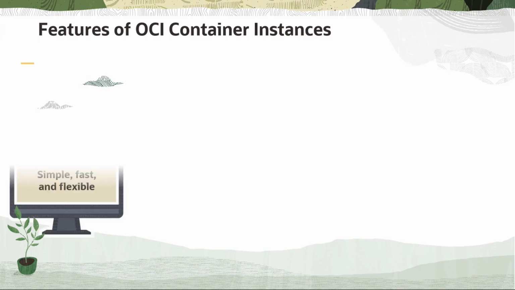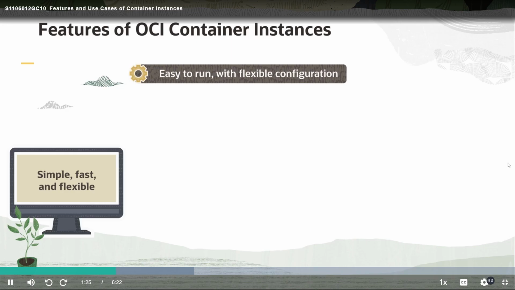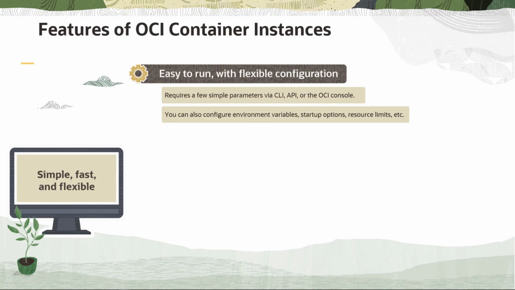Let's understand how simple, fast, and flexible OCI container instances are. Easy to run with flexible configuration. Running a new container instance with one or more containers only requires a few simple parameters via CLI, API, or the OCI console. You have the flexibility to specify your preferred shape such as E3 or E4 Flex, CPU and memory resources required, and the networking configuration. You can also configure environment variables, startup options, resource limits, etc. for each container. This enables you to launch containers instantly, configured just the way you want them to support your needs.